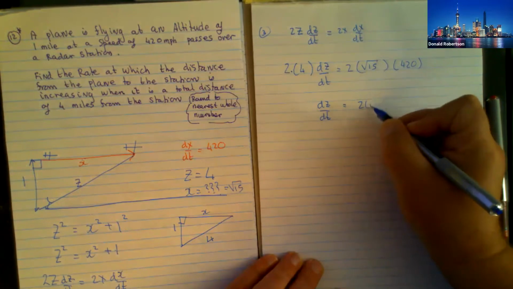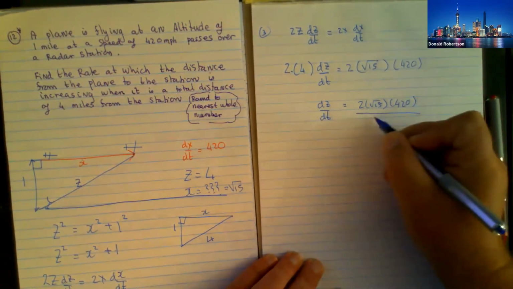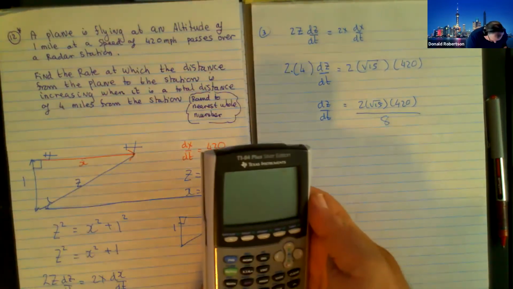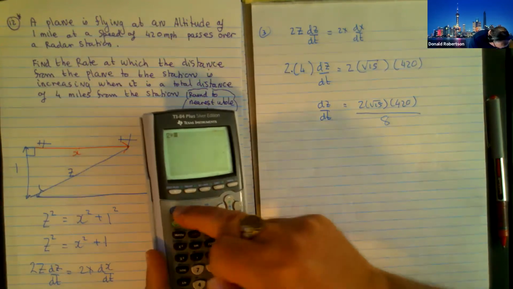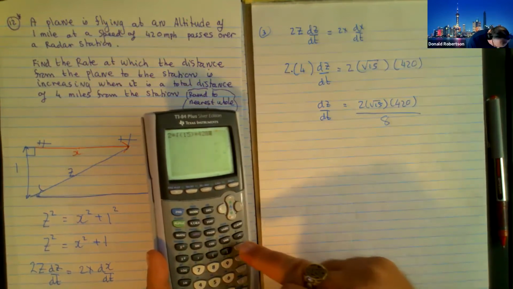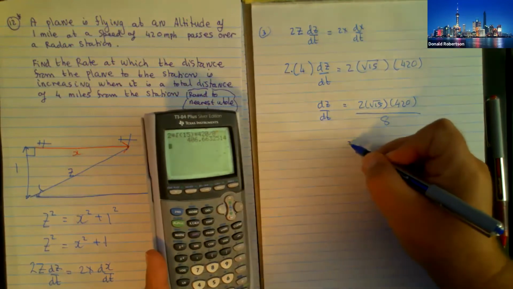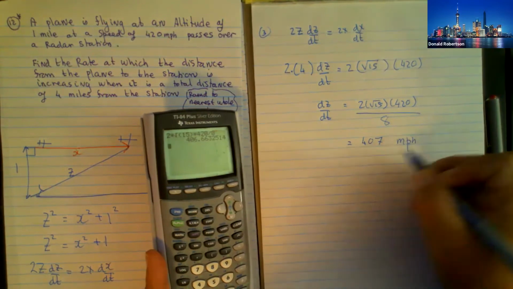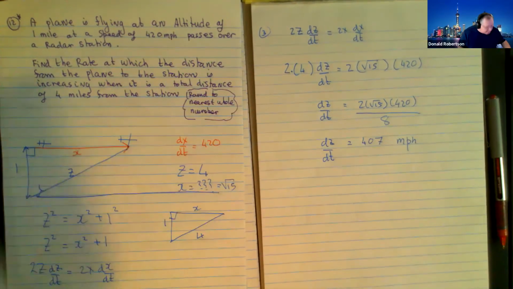And if I want to find dz by dt, then I would just multiply all of this together. I'm not even going to bother. I'm just going to write down what it would be. It would be that guy divided by 8. Right, 2 times 4 is 8. And now I'll get to the calculator, and I'll go 2 times the square root of 15 times 420 divided by 8. And they want the answer to the nearest whole number, so that rounds off to 407 miles per hour.